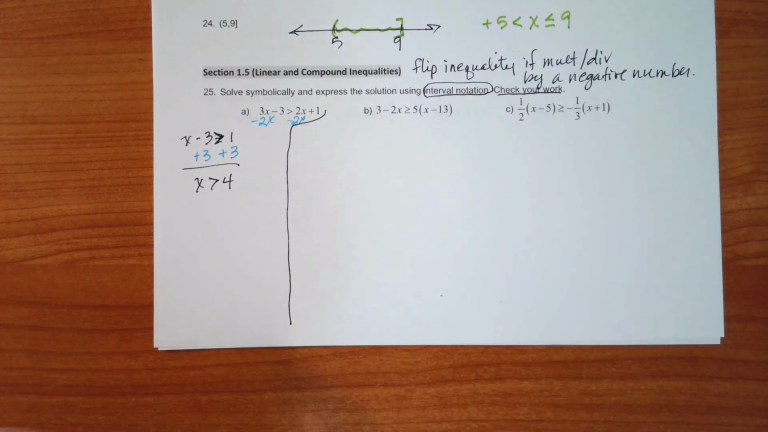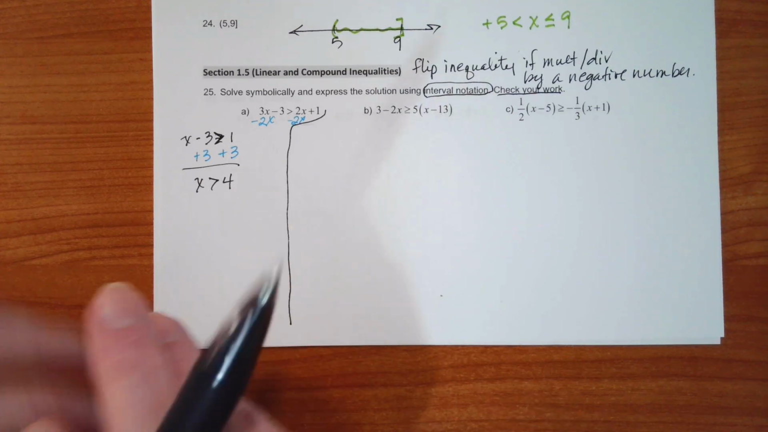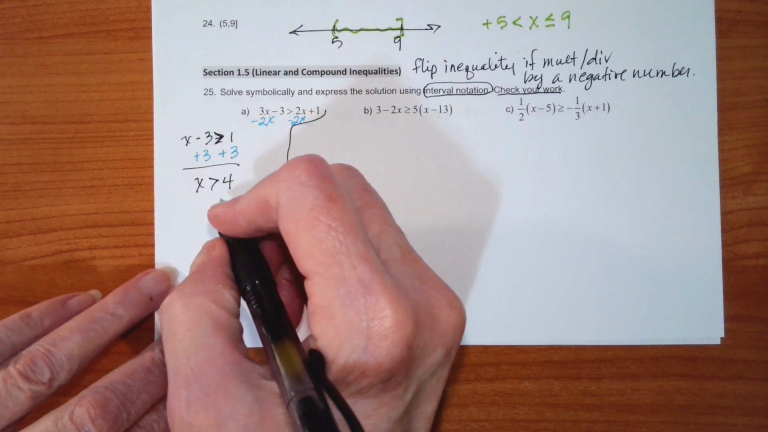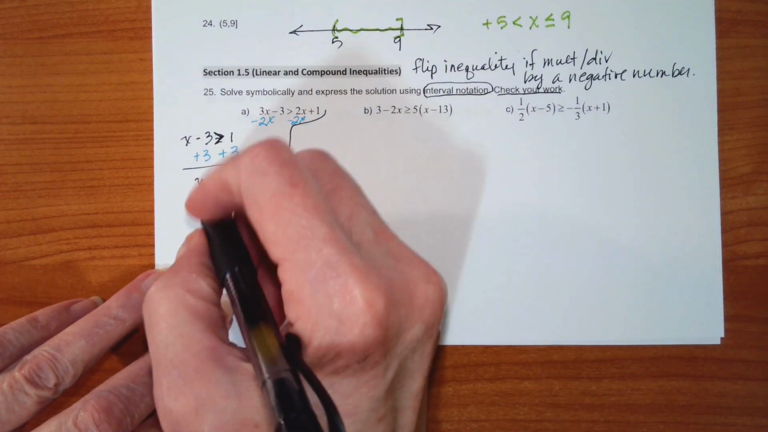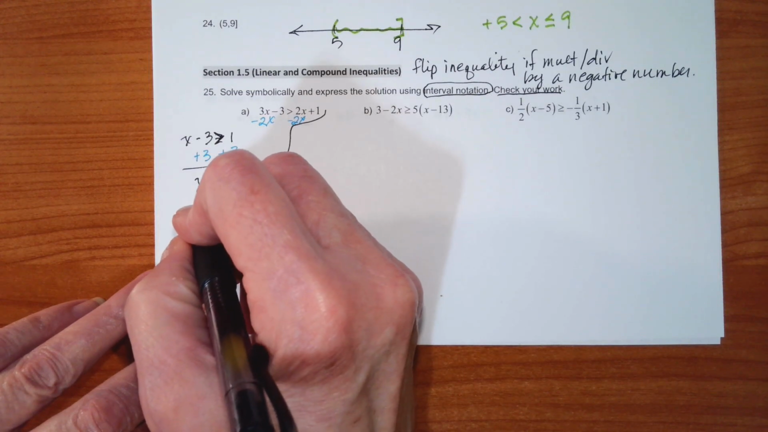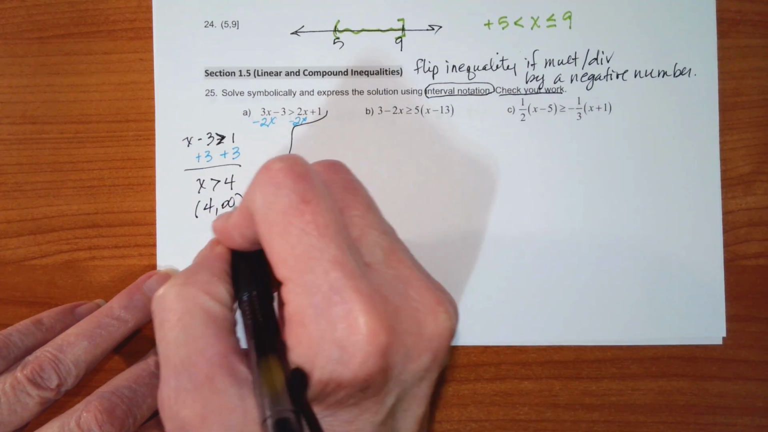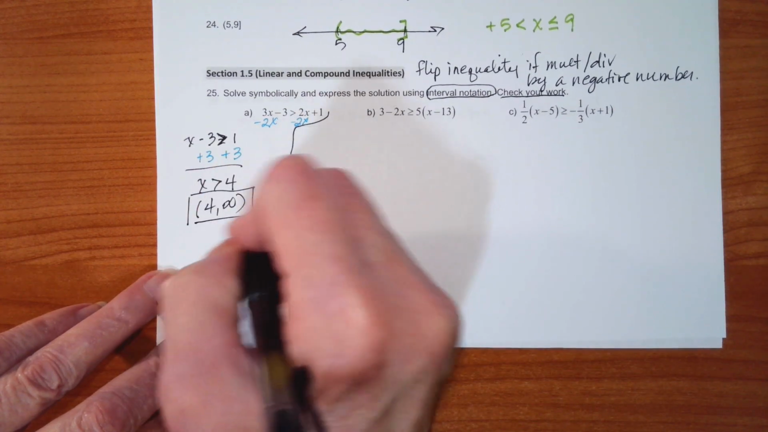Okay, now in terms of checking it, you would have to put some number in there greater than 4 and see if it's true. But let's go ahead and write our solution set. If x is greater than 4, then in interval notation, this is from 4 to infinity. So I think we're okay with that.